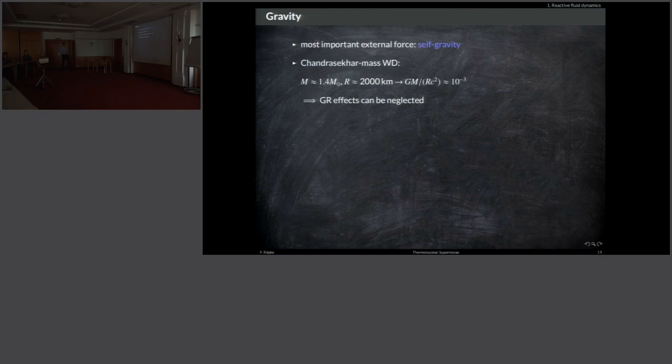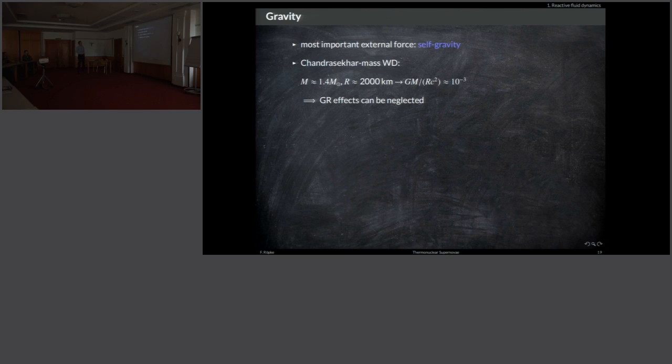Okay, so let's discuss these source terms and start out with gravity. Of course, the most important external force is self-gravity of stellar objects. For a Chandrasekhar mass white dwarf, we have, as we discussed this morning, a mass of about 1.4 solar masses. The radius of such a Chandrasekhar mass white dwarf, if we integrate the hydrostatic equilibrium equations, we find is something like 2,000 kilometers or so.